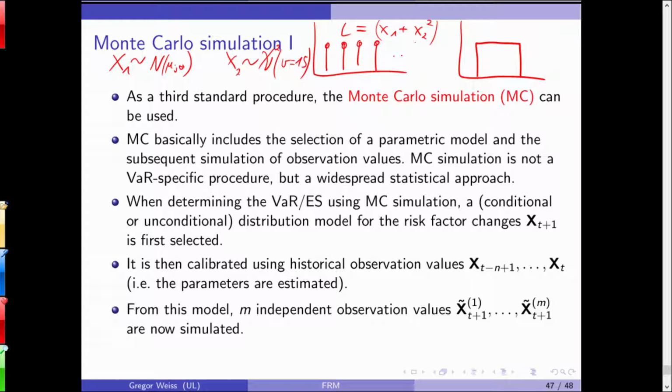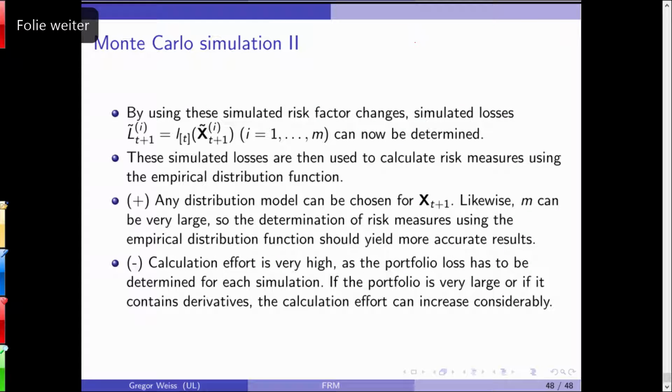Is that clear? Take the risk factors, make assumptions. The difference between the variance covariance method and the Monte Carlo simulation is that in the variance covariance method, you assume normal distributions. With Monte Carlo simulation, you don't assume any particular distribution. You can make different assumptions on all those risk factors, and then you simulate and simulate and simulate until the computer boils and is heating up, and then you get those simulated losses, and you calculate the value at risk just by doing the same as in historical simulation. You use the empirical distribution function of those simulated losses.